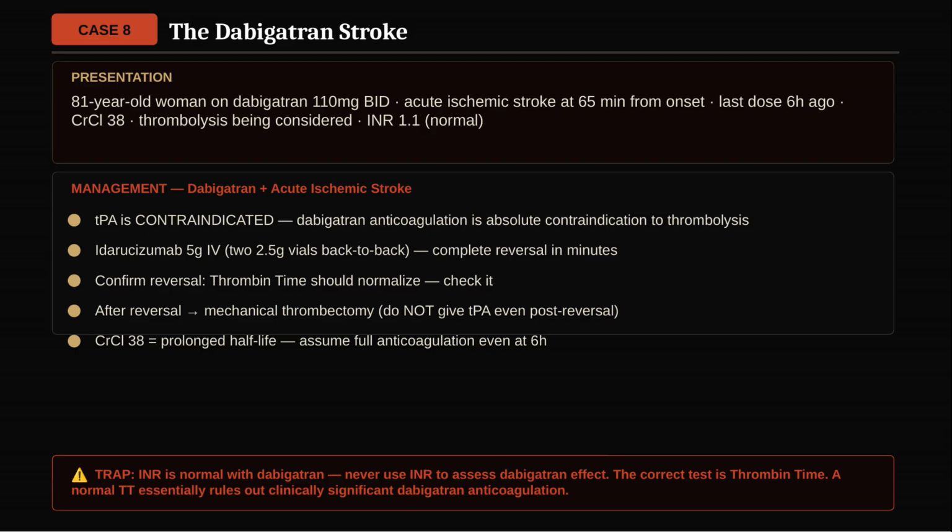The trap: checking only INR or aPTT for dabigatran. INR can be normal or minimally elevated even with full dabigatran anticoagulation. The test for dabigatran is thrombin time. A normal thrombin time essentially rules out clinically significant dabigatran effect. Always check thrombin time when dabigatran status is uncertain.